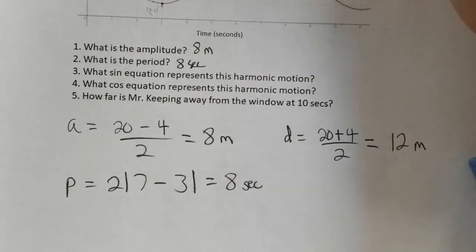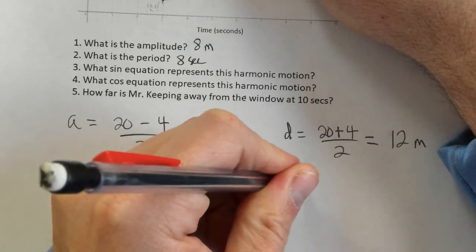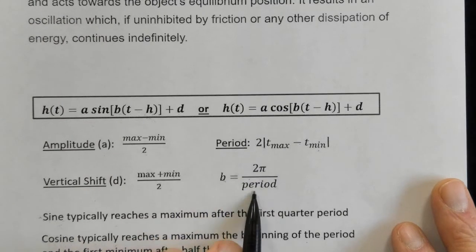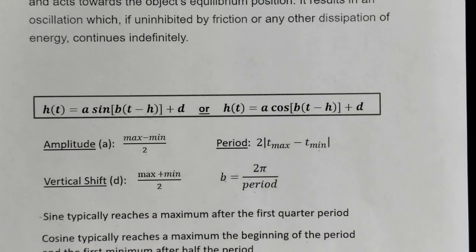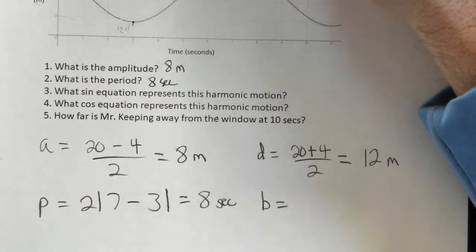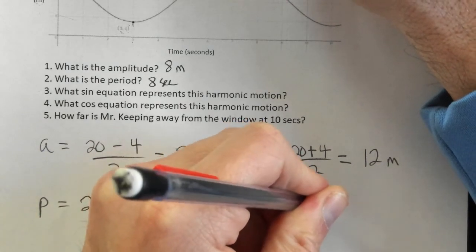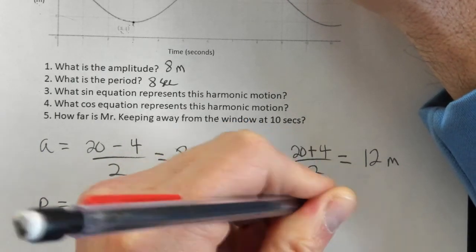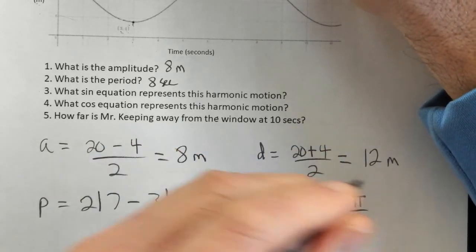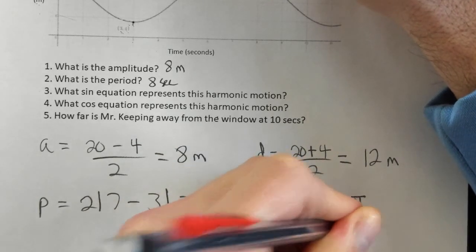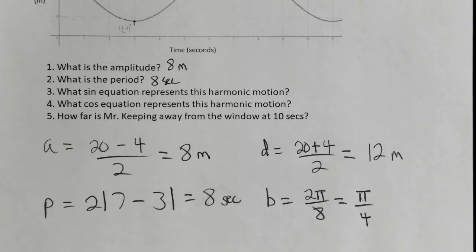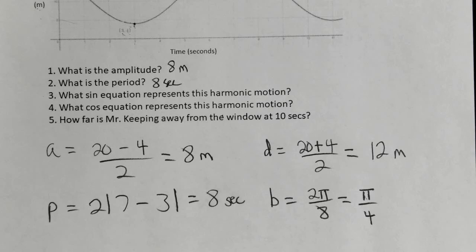And we also need to find the value for B. And of course, B can be found by 2 pi divided by the period. And of course, the period we already found to be 8 seconds, right? So that would be 2 pi divided by 8. And that's going to make B pi over 4. All right. So there's my B. So now I've got everything that I need to write the equation except what the phase shift is going to be.